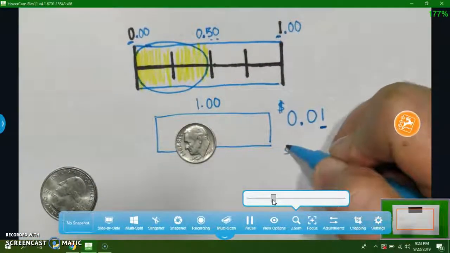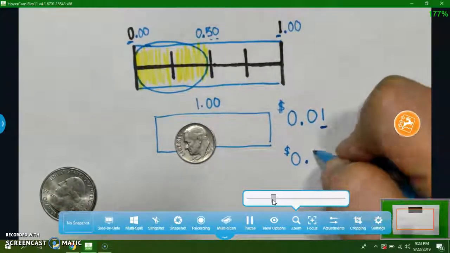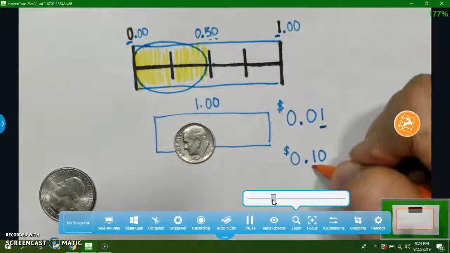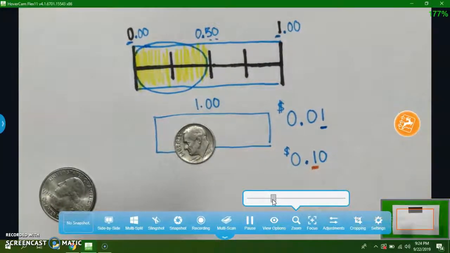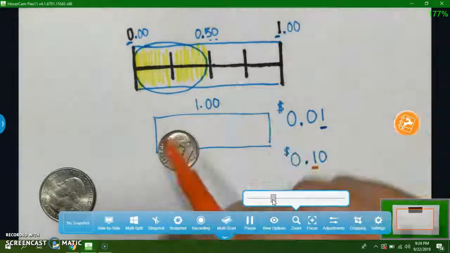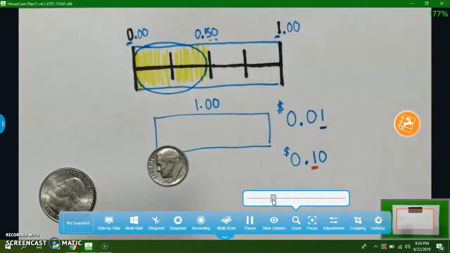Now, what if I had a dime? I have $0 and, if I think money, 10 cents. What that really means is that I have 1/10, because my 1 is in the 10th place, I have 1/10 of a dollar. Why? Because it takes 10 of these guys to give me my full dollar.